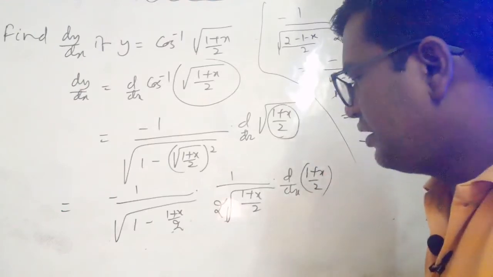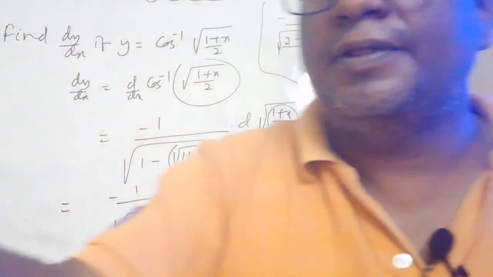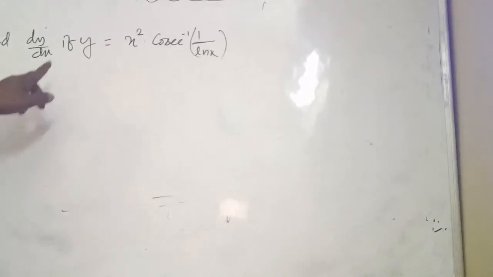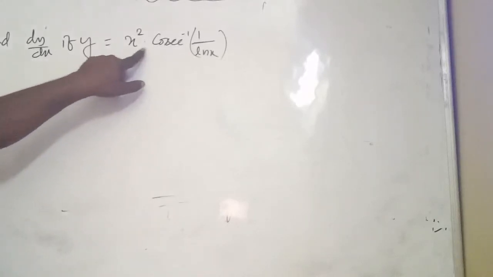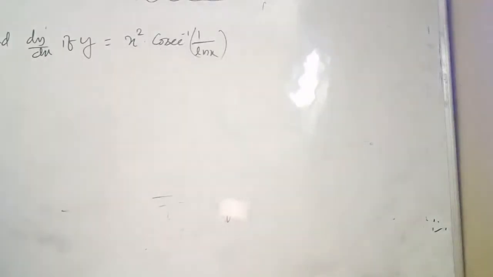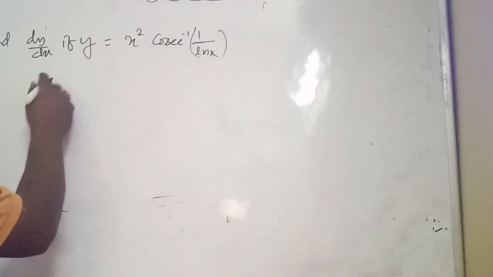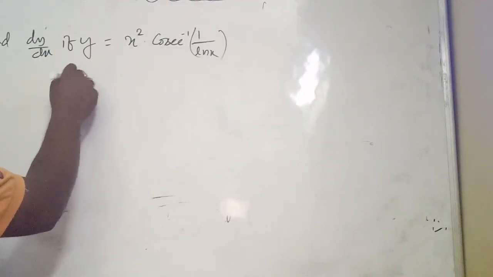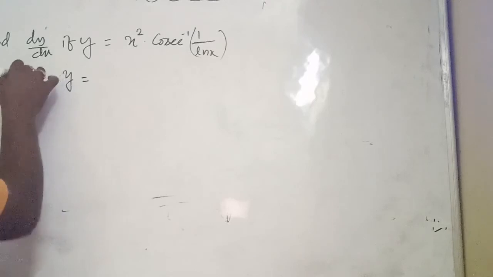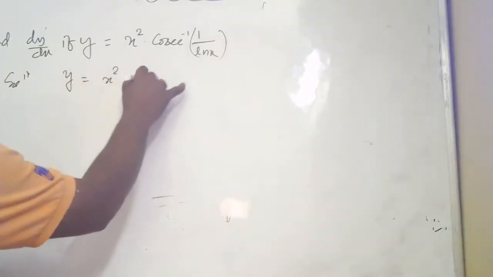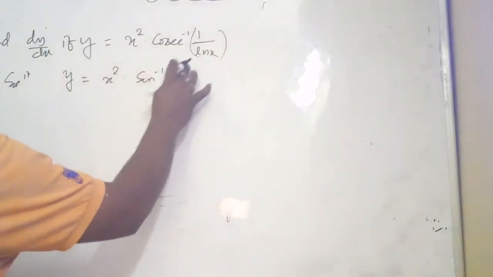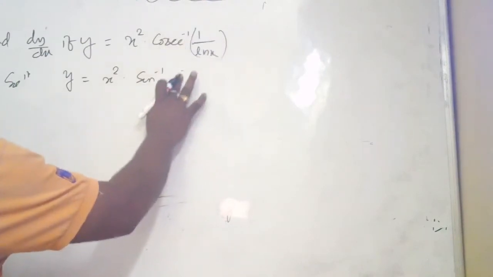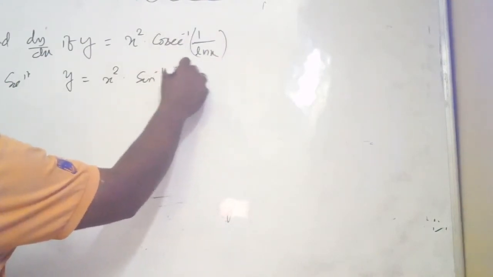Now another question. Find dy by dx if y equal to x square into cosec inverse 1 by ln x. So the solution, we can write y is equal to x square into sin inverse ln x, since cosec inverse 1 by ln x means sin inverse ln x.